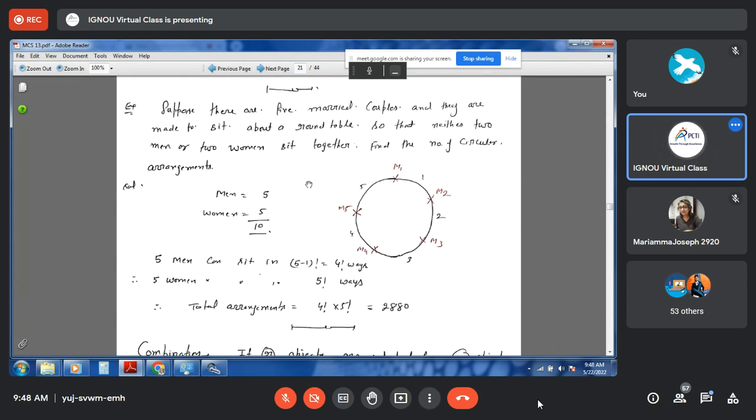Let us discuss this situation. Suppose there are 5 married couples. Married couple means 5 men and 5 women. In this case, the count of men and women is the same: 5 men and 5 women.